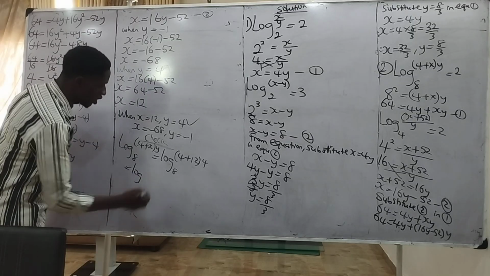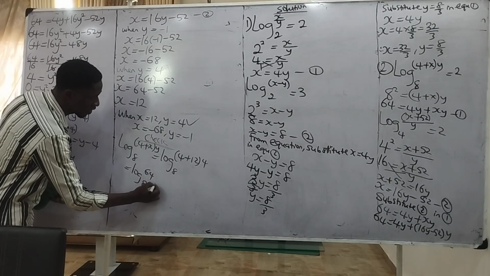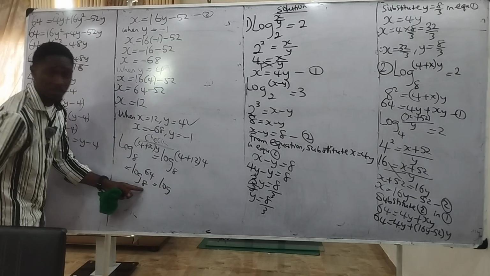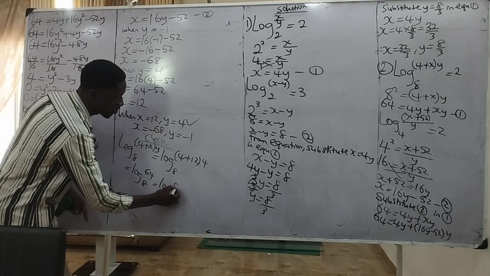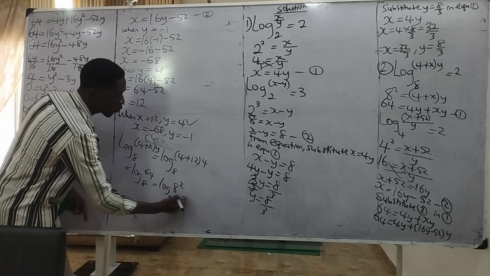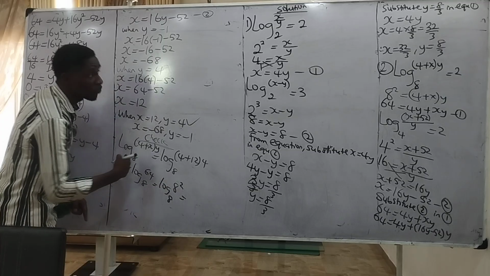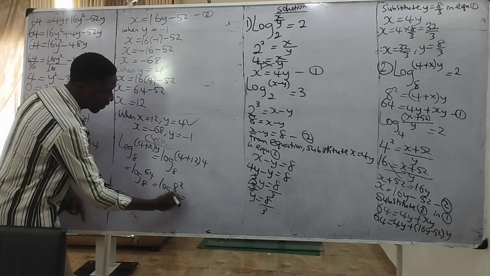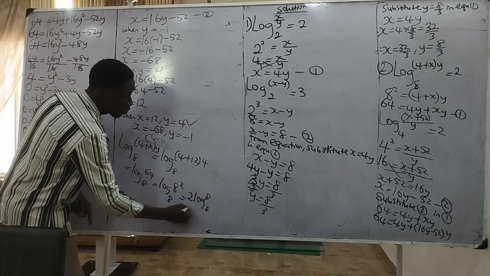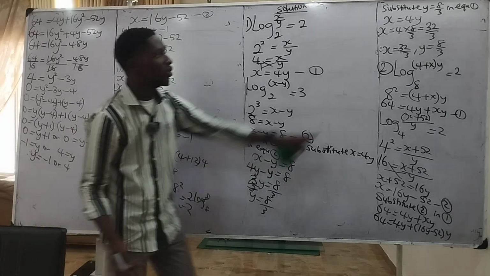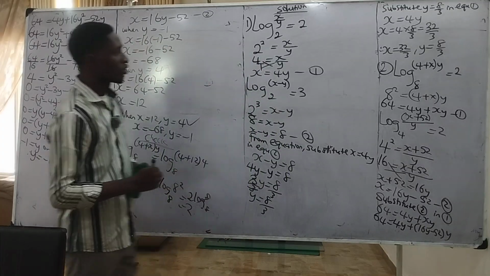16 times 4 is 64 in base 8. This is log, 8 is the base. 64 in index form is 8 raised to the power of 2, in base 8, which is equal to, then in one of our log rules, let's bring the 2, the power, in front. We have 2 log 8 in base 8, which is 1. So the answer is 2. So the answer is correct.